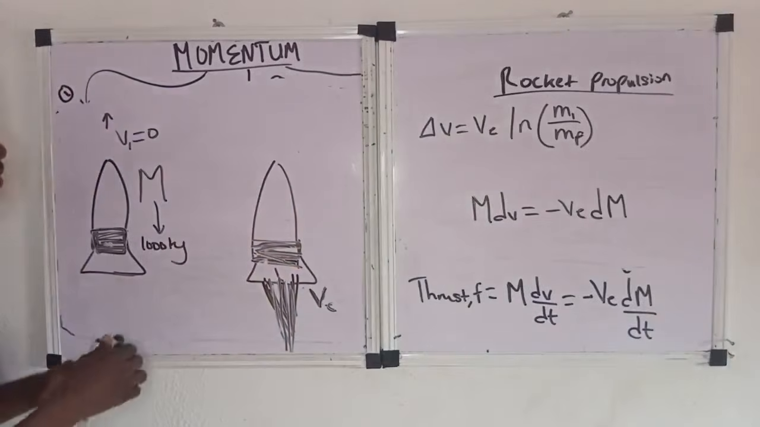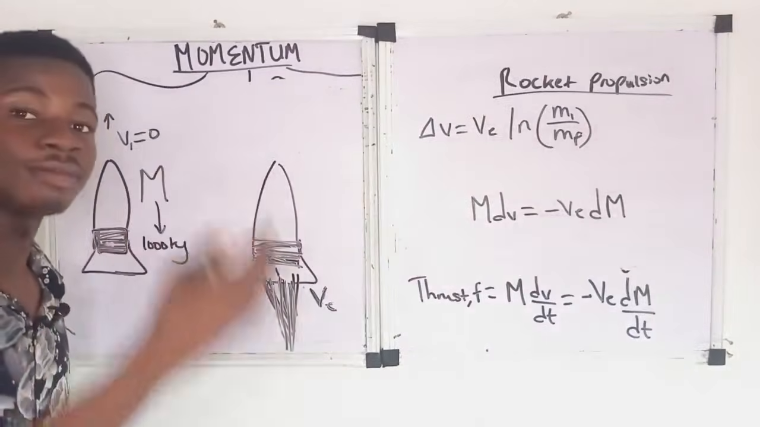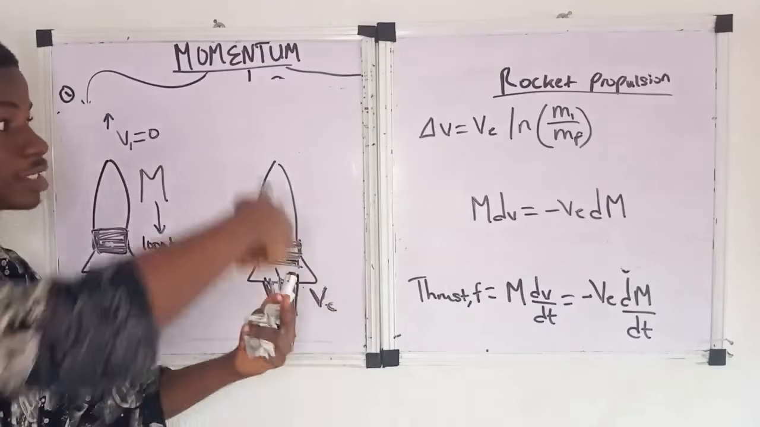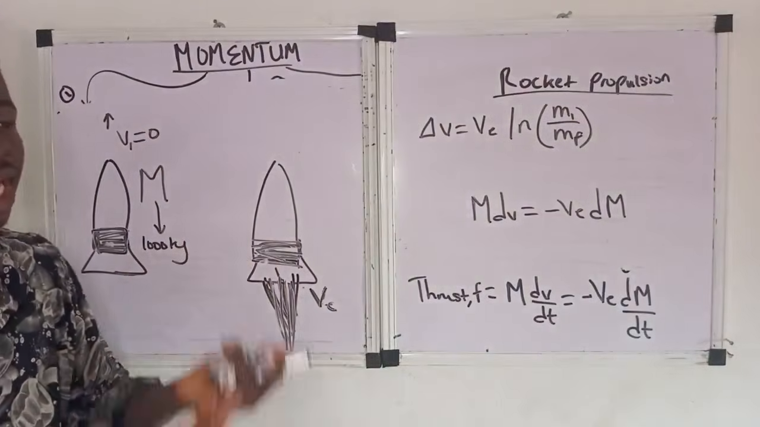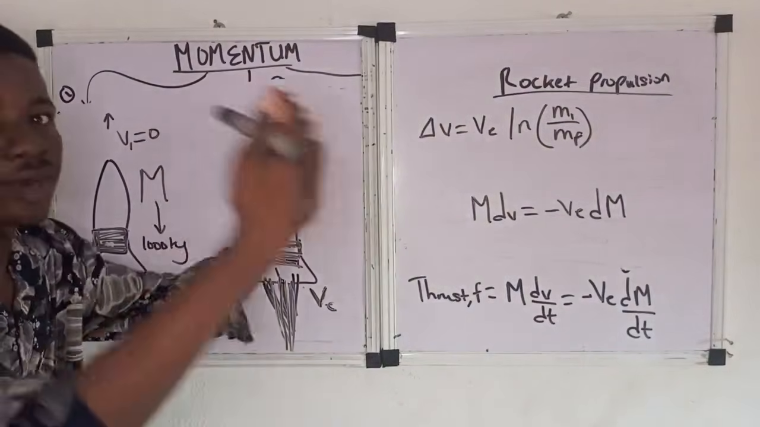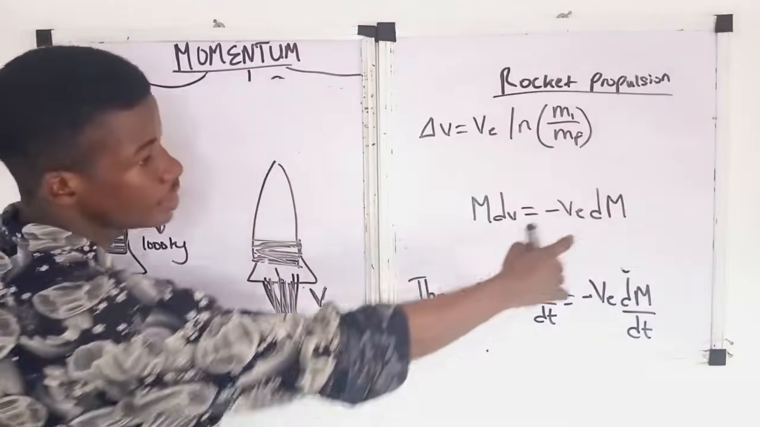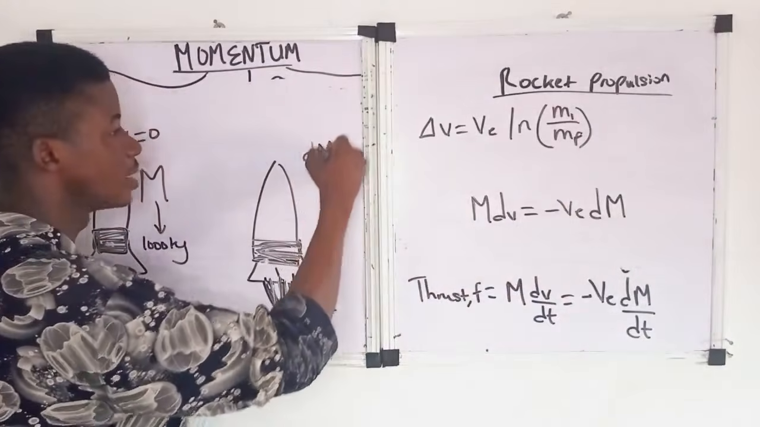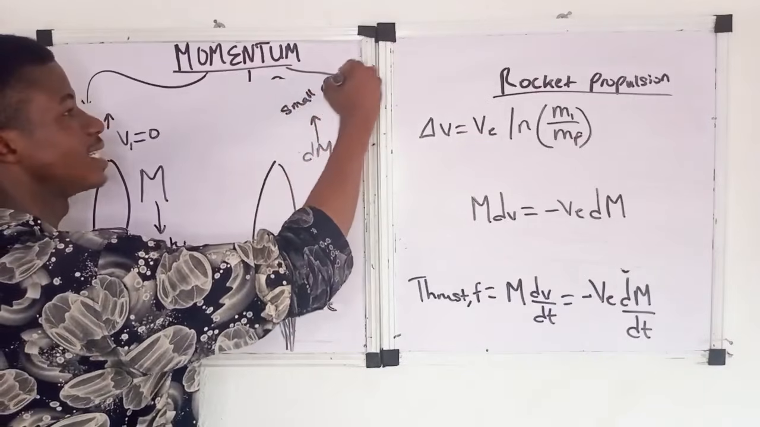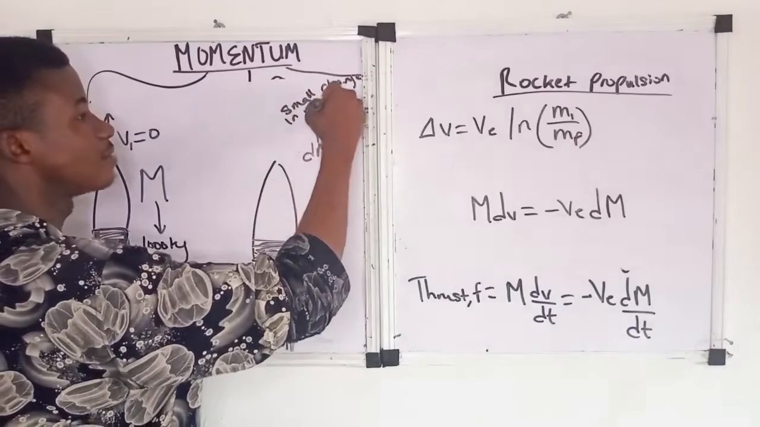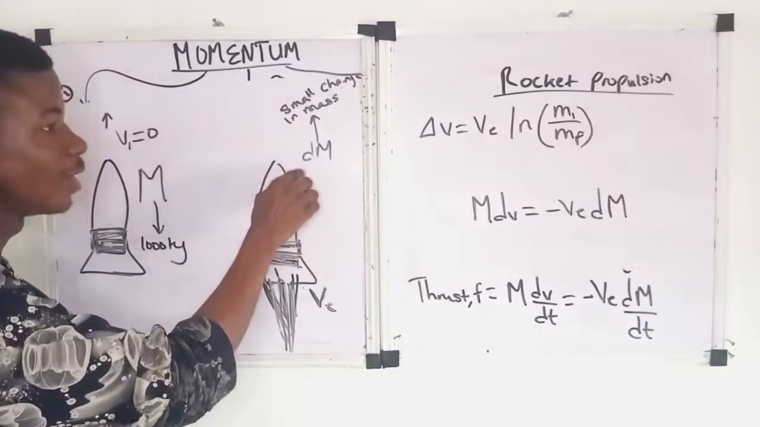Therefore, let's say, for example, before we launch the rocket, the mass was 1,000. As the rocket starts going up, the mass will start reducing, let's say from 1,000 to 999, 997, 996, as the case may be. Therefore, now this dm, dm is the small change in the mass of the rocket.